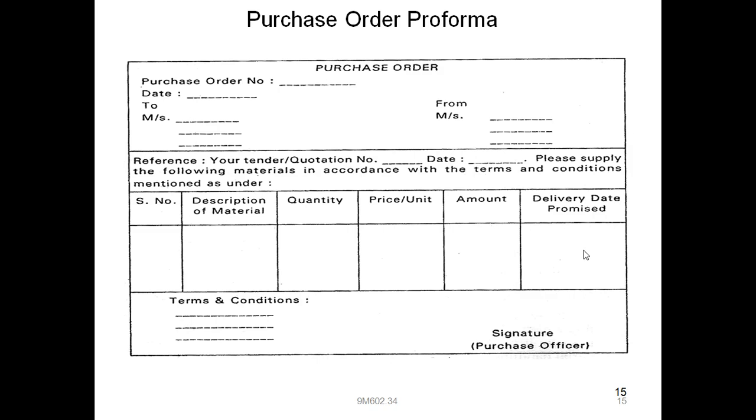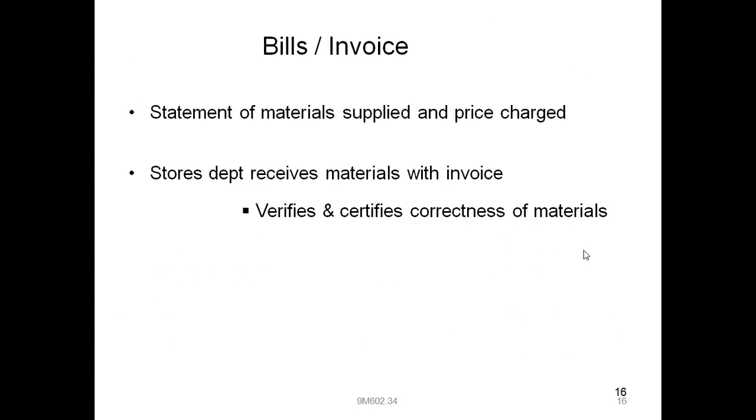So purchase order: purchase order number, date, to, from, and they will give the quotation number. Please supply the following materials in accordance with the terms and conditions mentioned as under. Serial number, description of material, quantity, price per unit, amount, delivery date promised. So there will be a signature of purchase officer.